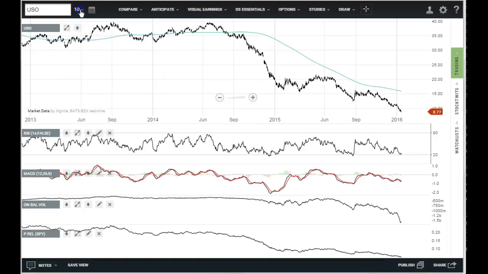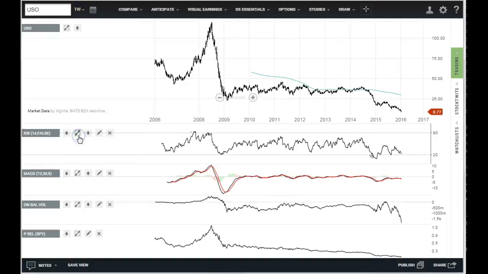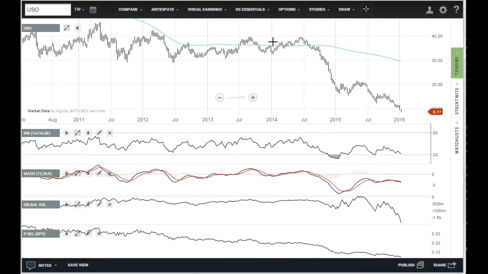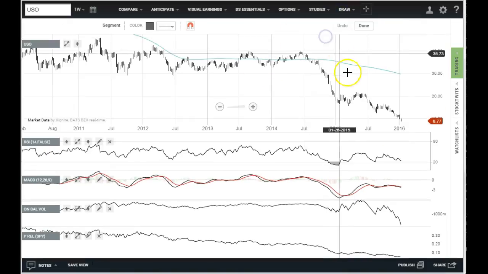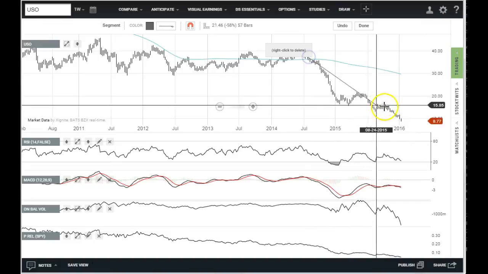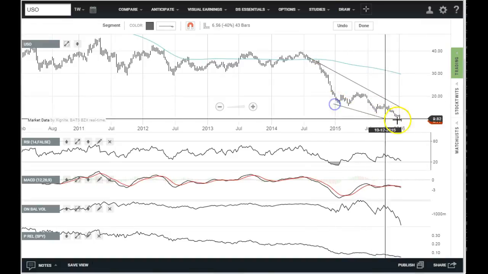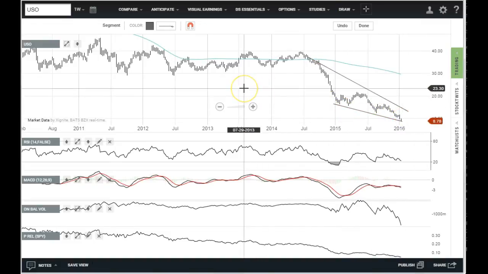Let's take a look at this in the weekly format. And the average is now a 200-week average, which I don't really find any value in. So do we see anything here that might give us hope in oil? And there is one thing. I'm going to draw a little bit here. You can make an argument that this is a falling wedge, which would be a terminal type of pattern, meaning the end of the road for this trend.